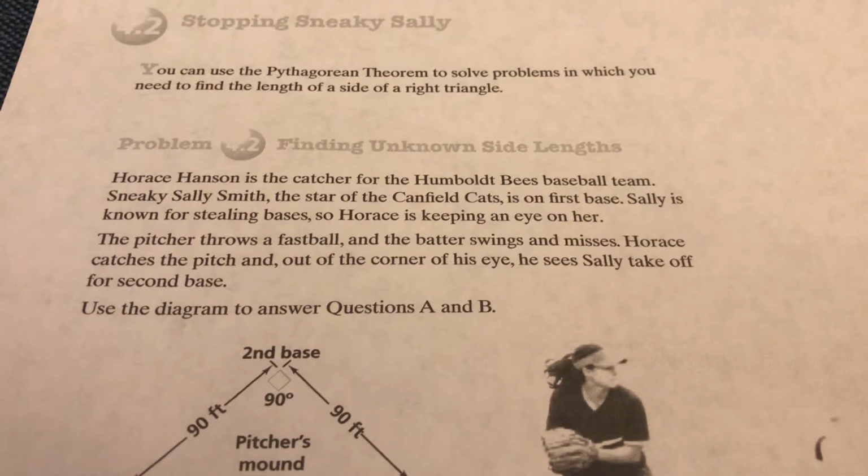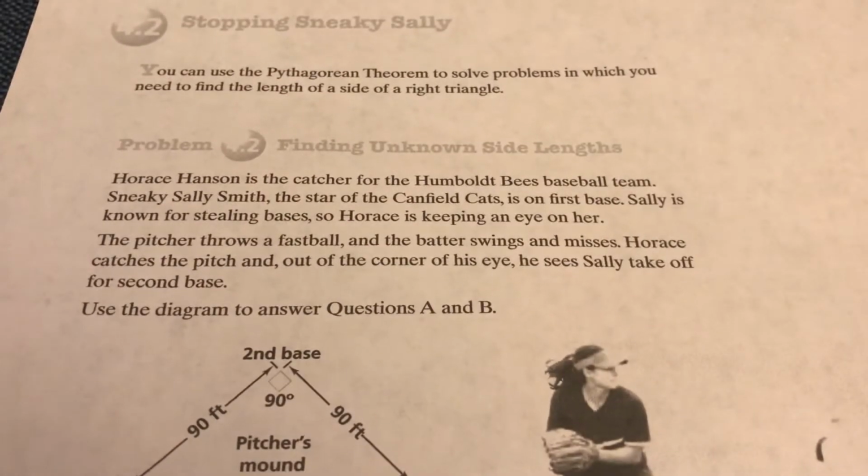Okay, so here's the situation. Horace Hansen is a catcher for the Humboldt Bees baseball team. Sneaky Sally Smith, star of the Canfield Cats, is on first base. Sally is known for stealing bases, so Horace is keeping an eye on her. The pitcher throws a fastball and the batter swings and misses. Horace catches the pitch, and out of the corner of his eye, he sees Sally take off for second base.